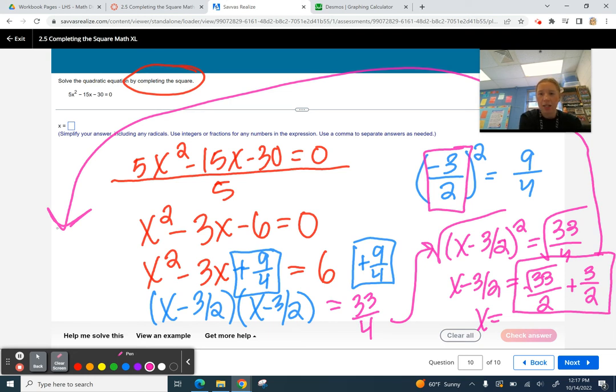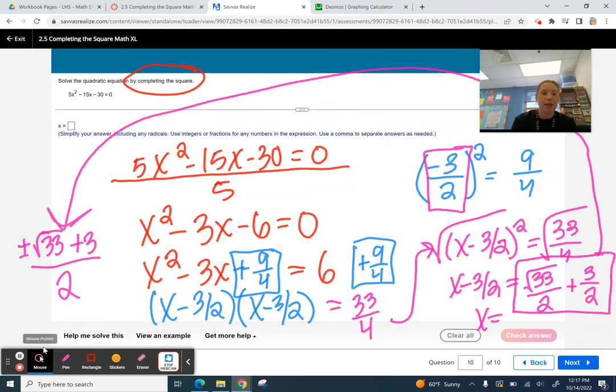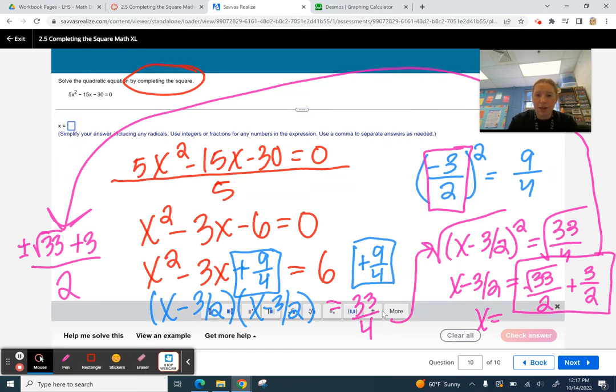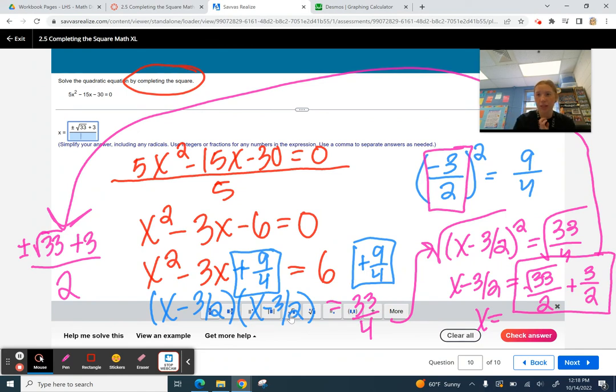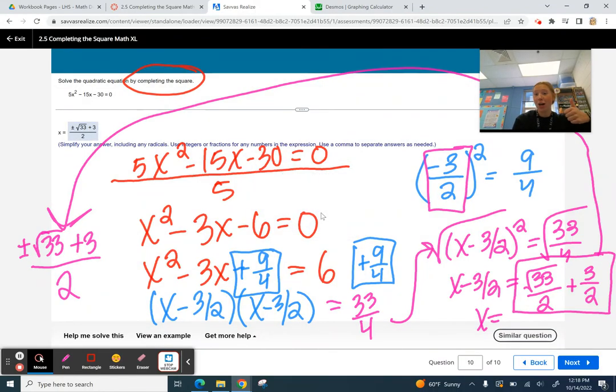Because they have a common denominator, I can write this as one big fraction with the denominator 2. And I also forgot my plus or minus sign with my radical 33. Plus 3. And that's what I'm going to type in my answer box. Plus or minus the square root of 33 plus 3. If I hit Control A, it highlights everything, and then I'm going to hit the division button so I can put the whole thing in the numerator, and I'm dividing that by 2. Good job.